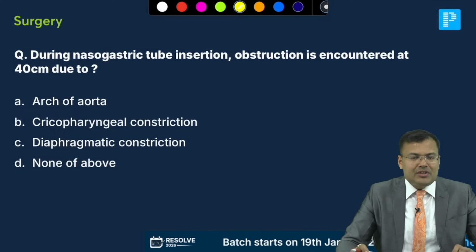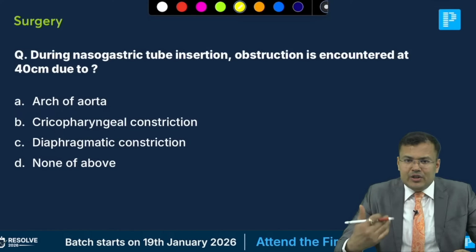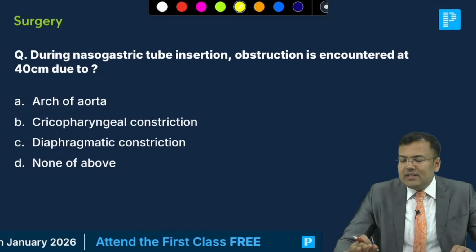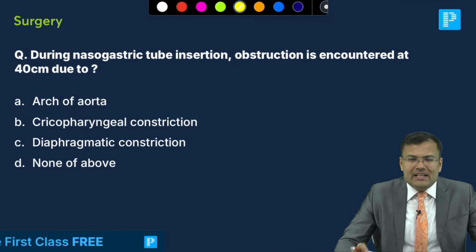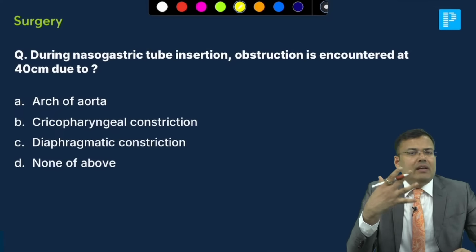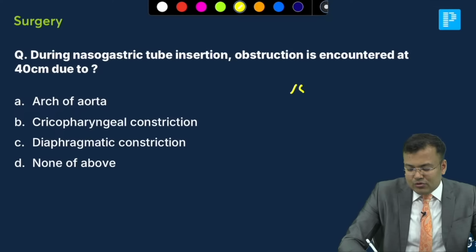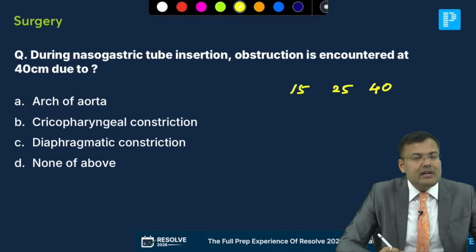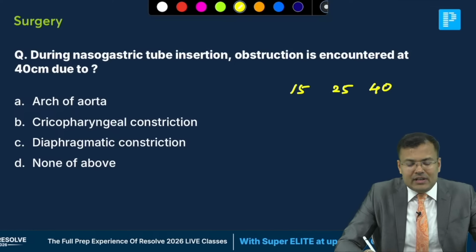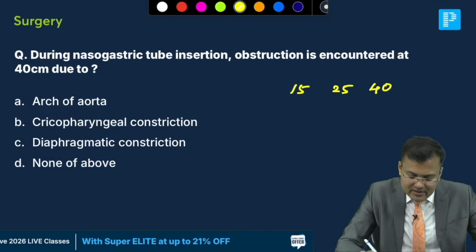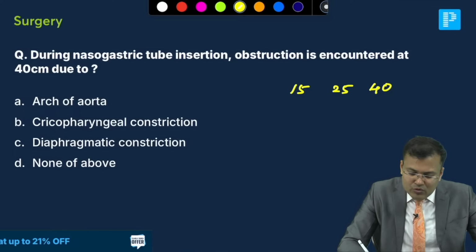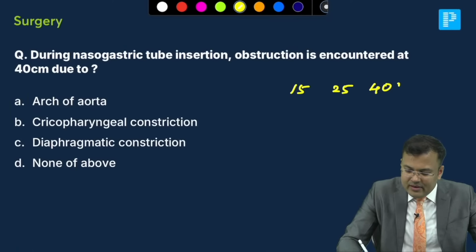Now see the next question. During nasogastric tube insertion, obstruction is encountered at 40 centimeter due to. So you know that whenever you perform endoscopy, there are 3 narrowings, and what is the location of those narrowings from upper incisor? 15 centimeter, 25 centimeter and 40 centimeter. Clear? So here obstruction is encountered at 40 centimeter.